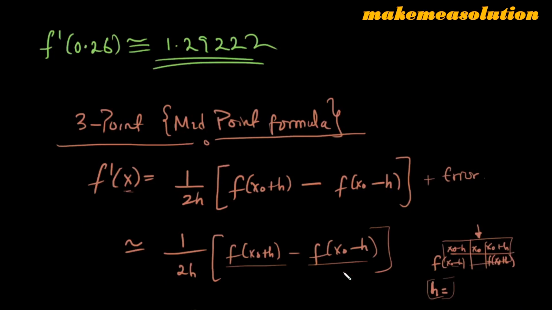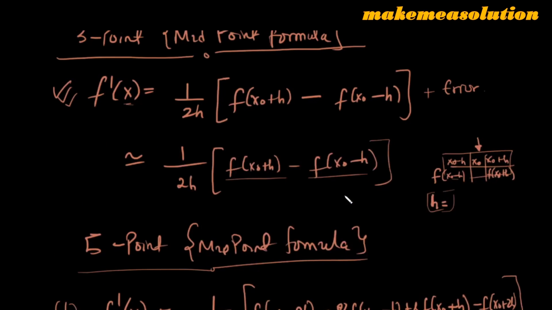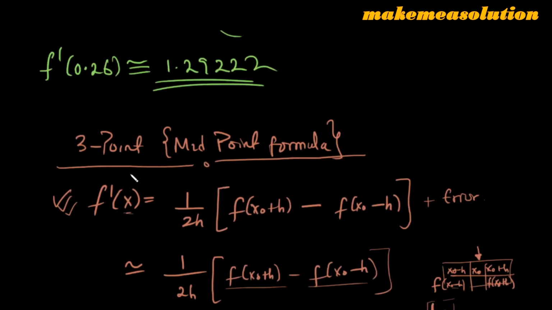Now, some of you might be asking, why didn't I use this particular one to solve this particular problem? Well, I couldn't use it because the condition for using this 3-point midpoint formula is that if they ask me to find the derivative of a function at a particular point, they must specify in the question the value of h. What is h? Is h 0.2, or is h 0.01, or is h 0.1?